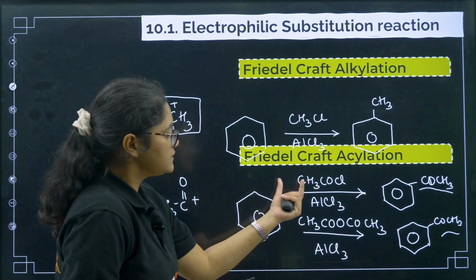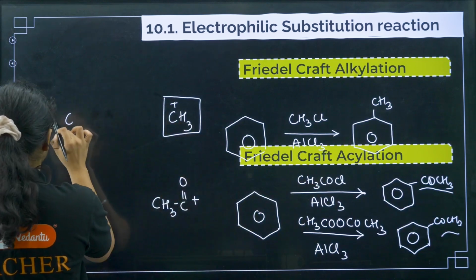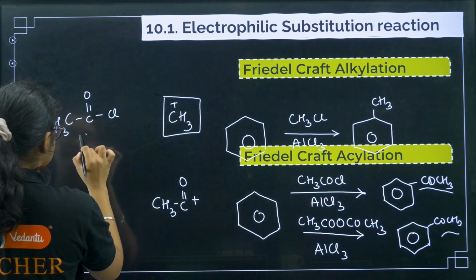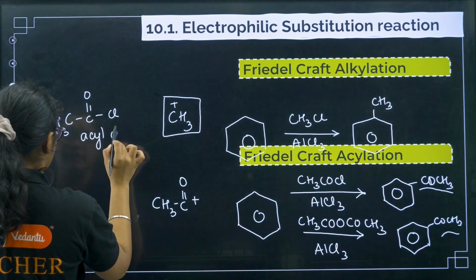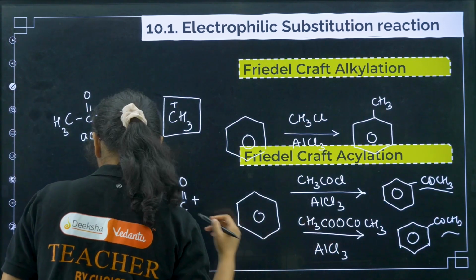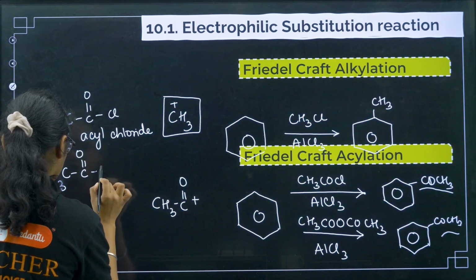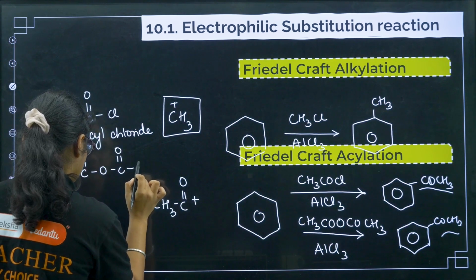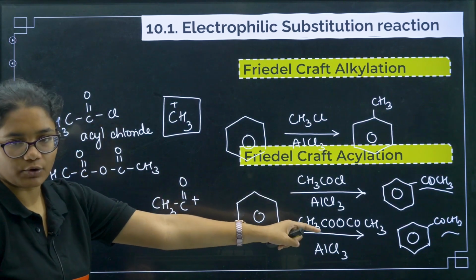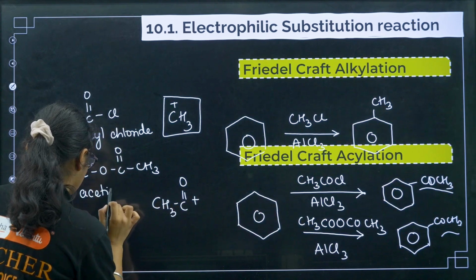Now see, CH3COCl, this compound structure is like this, and this is called as acyl group or acyl chloride here. And if I take this structure, that is CH3 C double bond O, okay, using this reagent also we can get the same product, and this is called as your acetic anhydride.